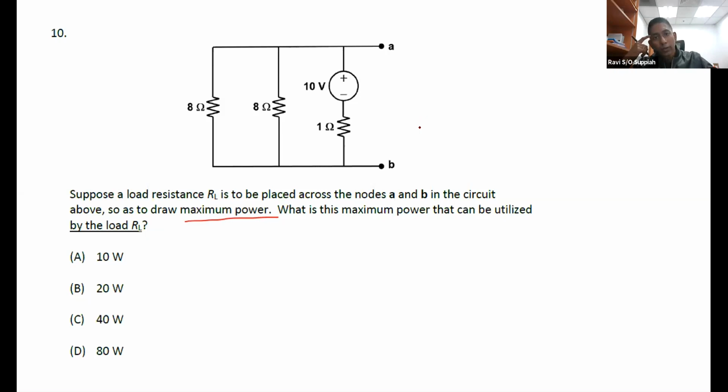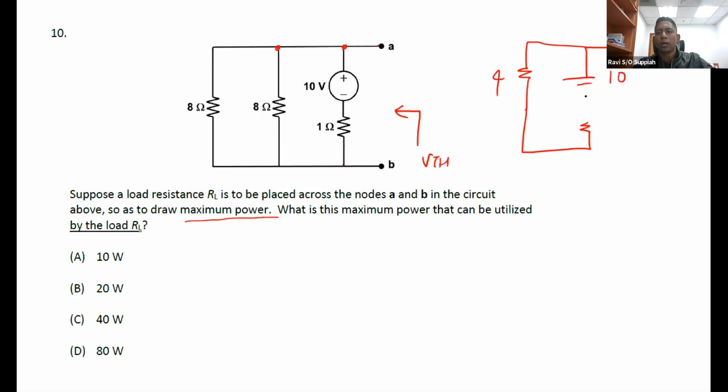So the Thevenin's equivalent circuit, let's look at it from the voltage perspective first. The VTH is the voltage across these 2 points, which is the same as the voltage over here, because this A is the same as this A. Here I can see that I have 8 ohm and 8 ohm in parallel, which will give me 4 ohm. If I were to redraw it, it's 10 volts plus 4 ohm, followed by 1 ohm over here.